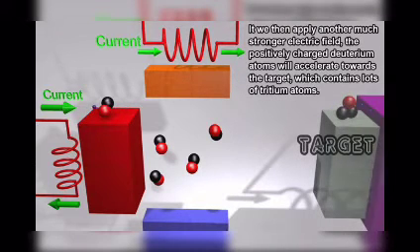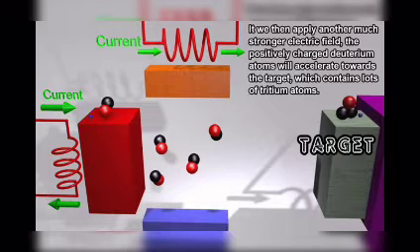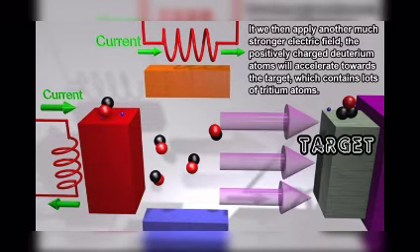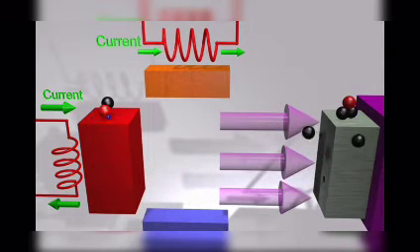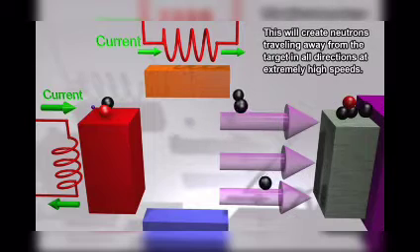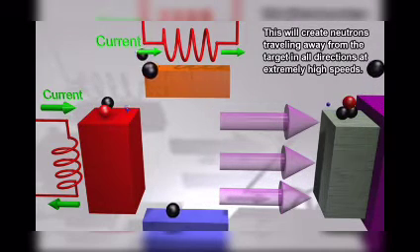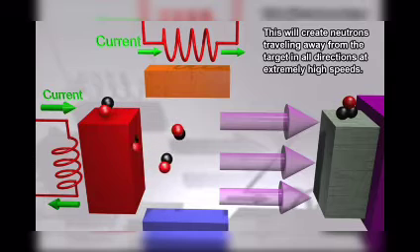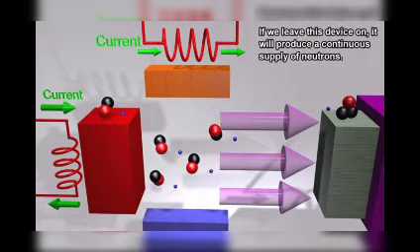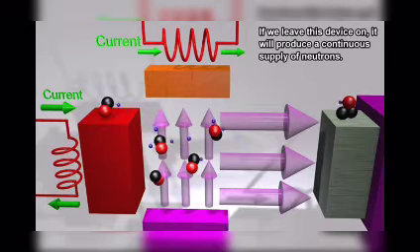If we then apply another much stronger electric field, the positively charged deuterium atoms will accelerate towards the target, which contains lots of tritium atoms. This will create neutrons traveling away from the target in all directions at extremely high speeds. If we leave this device on, it will produce a continuous supply of neutrons.